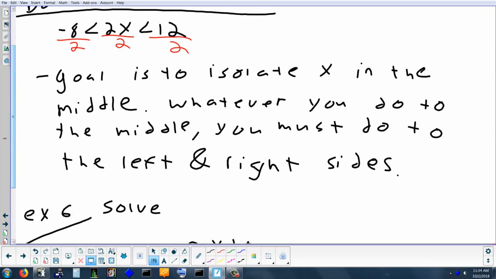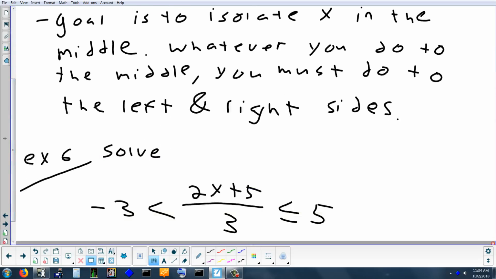Okay, so let's look at one we're actually going to try and solve. So this says negative 3 is less than 2x plus 5, all divided by 3, which is less than or equal to 5. So there's 3 numbers you got to get rid of. The 2, the 5, and the 3. Anyone think they know which number we're going to get rid of first in the middle, Sam? 3. Yep, we're going to get rid of the 3. And how would you undo dividing by 3? Multiply all 3 things by 3. Yep. Multiply the left by 3. Multiply the middle by 3. Multiply the right by 3.